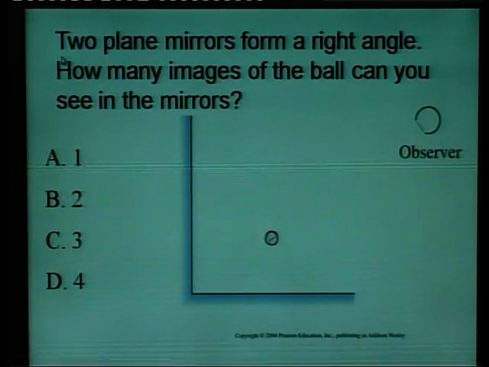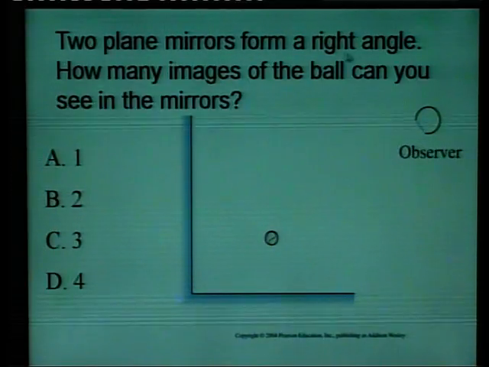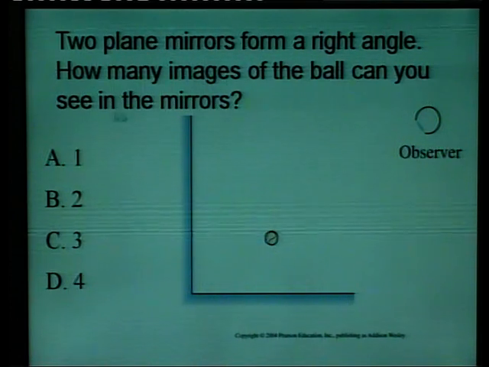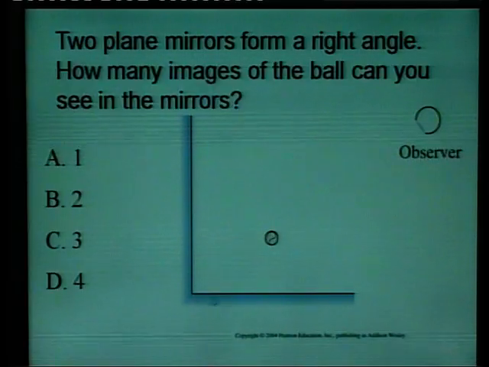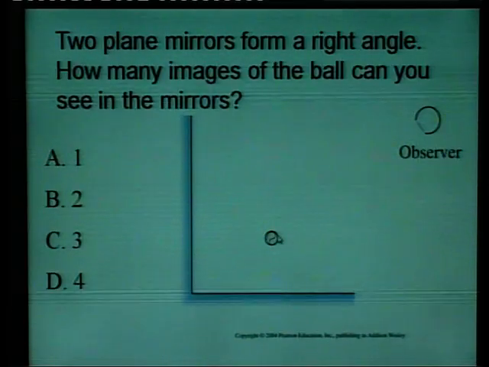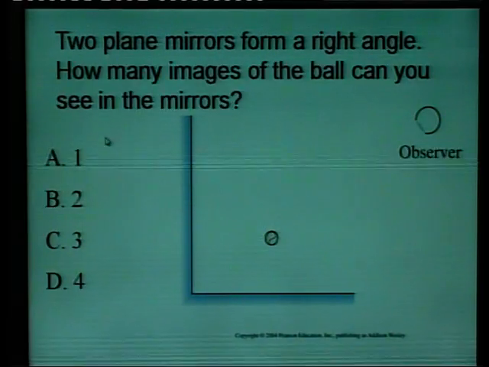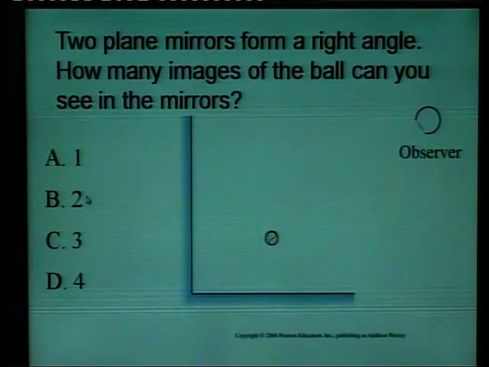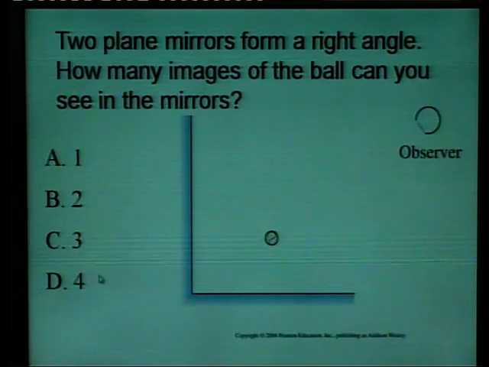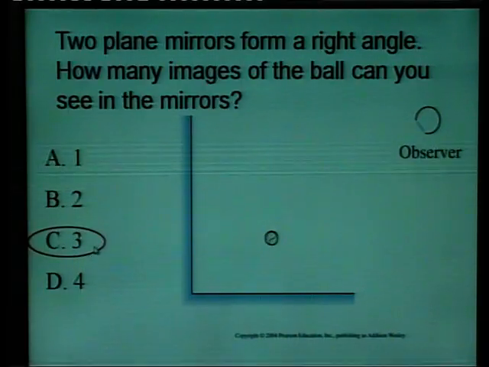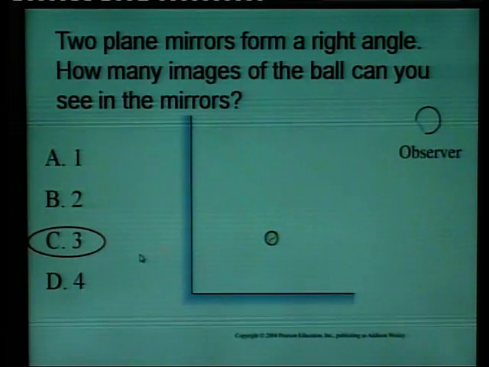Another question: two plane mirrors form a right angle. How many images of a ball can you see in the mirror? So two plane mirrors are placed at right angles to each other. A ball is here, the observer is here. You have to find how many images of the ball the observer can see. Options are A, 1, B, 2, C, 3 and D, 4. So the answer is 3. There are three images possible.